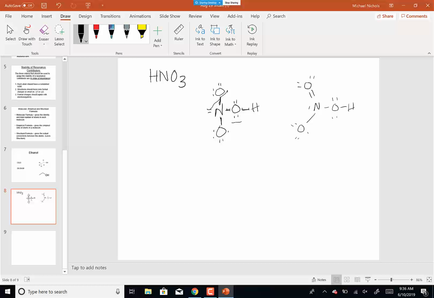Should I draw a double bond from the nitrogen to the other oxygen? No. Why not? Then nitrogen has more than 8. Can nitrogen have more than 8? No.